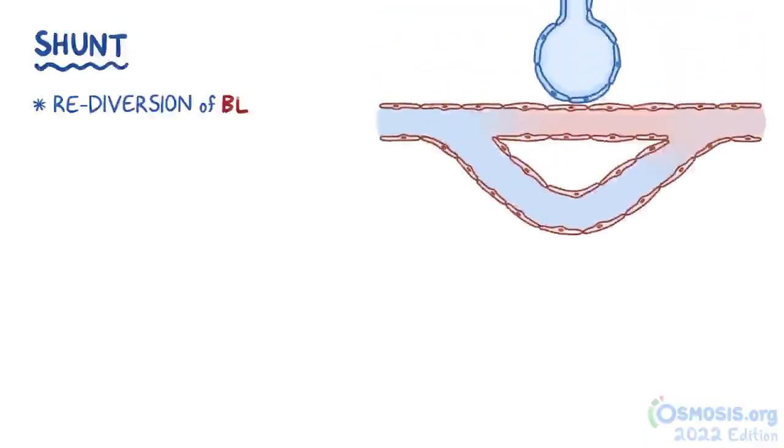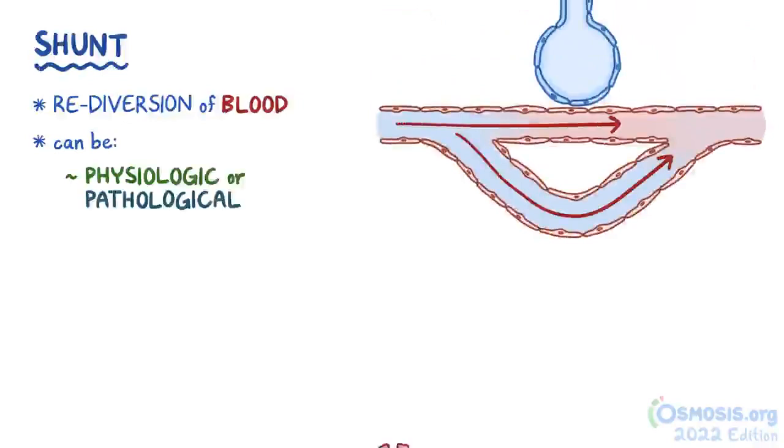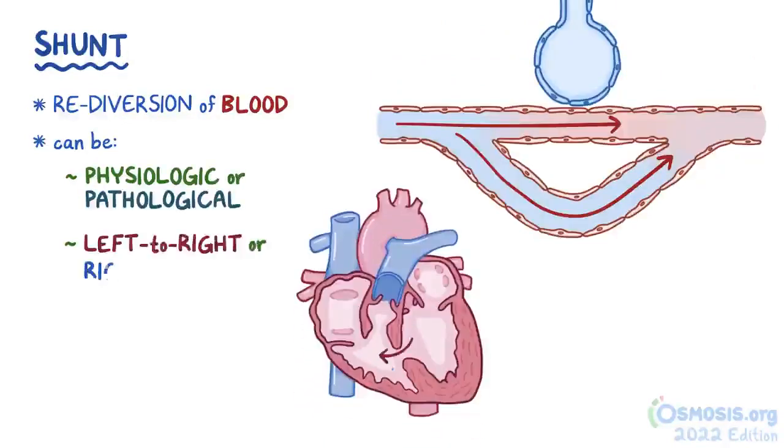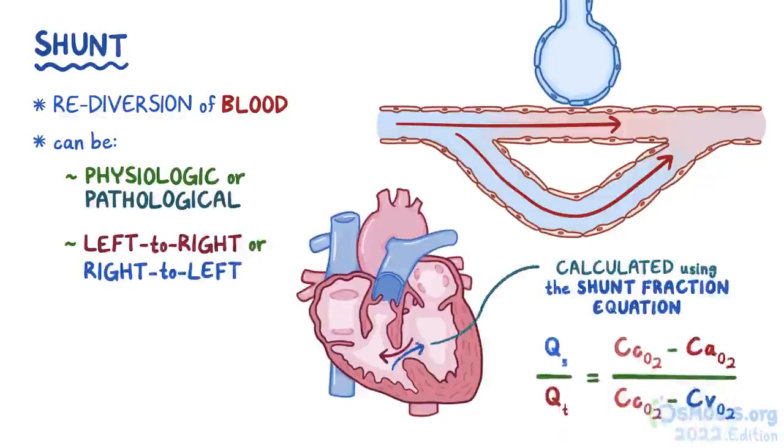Alright, as a quick recap. A shunt is a rediversion of blood from its usual path through the pulmonary circulation. Shunts can be physiologic or pathologic. They can also result in a left to right or right to left diversion of blood across the heart. The amount of blood that flows through a right to left shunt can be calculated using the shunt fraction equation, which is based on oxygen content of the blood.